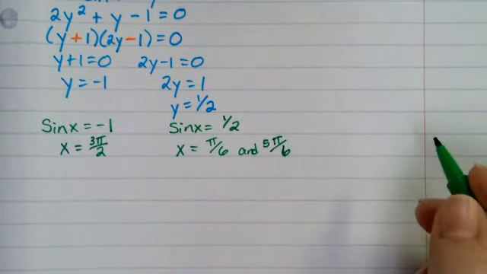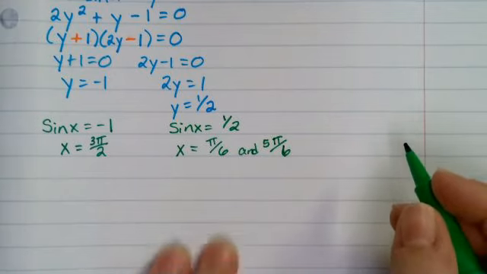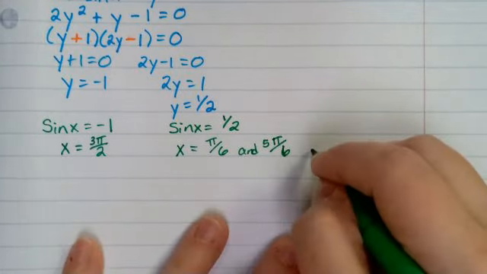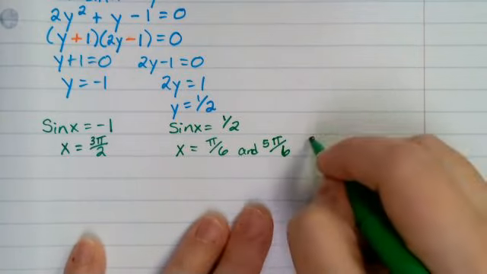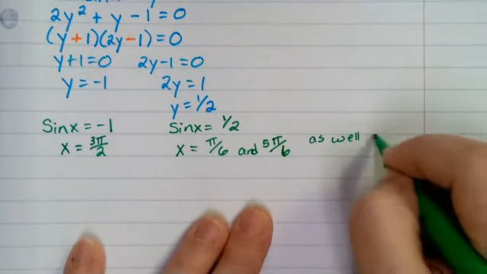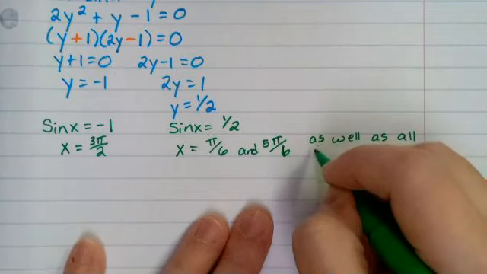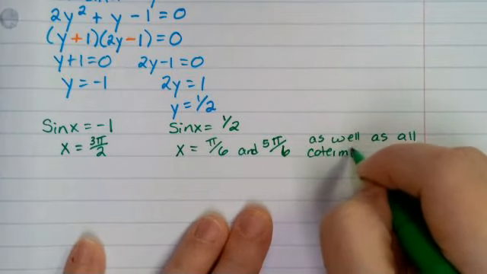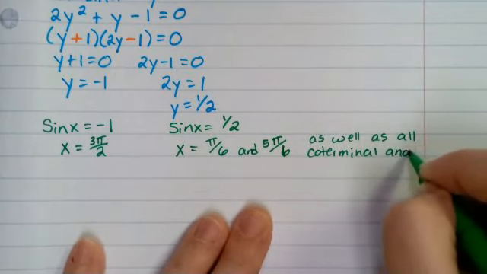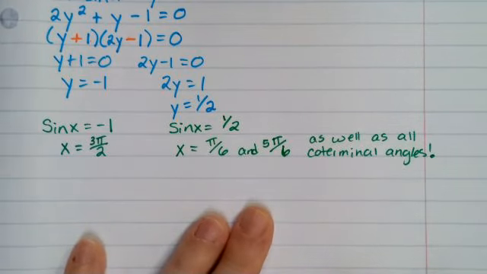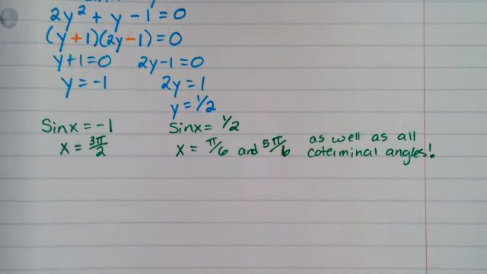Okay? But again, it's not just these values, it's also all the coterminal angles. So I'm going to say, as well as all coterminal angles. Which means I've got to find a way to express it. So here's what we're going to do. We're going to use big boy and girl notation.